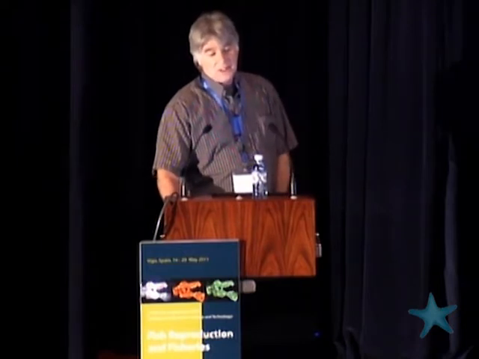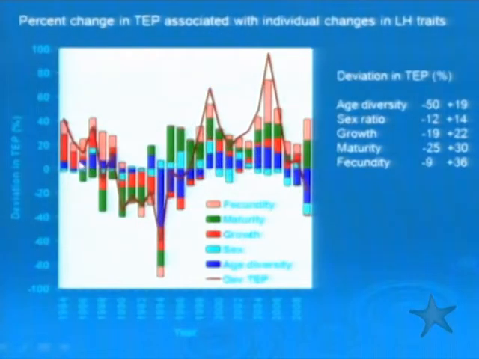For example, in the first part, we see that it's mostly growth and fecundity that are explaining the positive deviation in total egg production, while after that, it's more the decreased growth and the older size at maturity that are explaining the negative change in the total egg production. And when the stock collapsed, we see that the age diversity, which was really restricted, is explaining a large part of the deviation in total egg production.